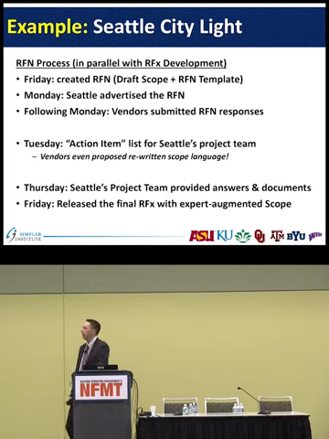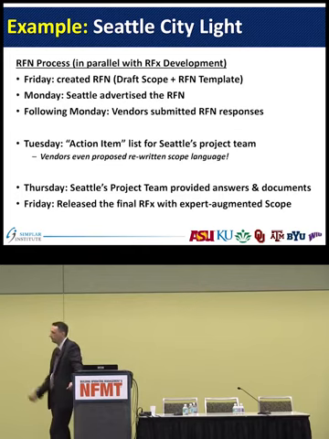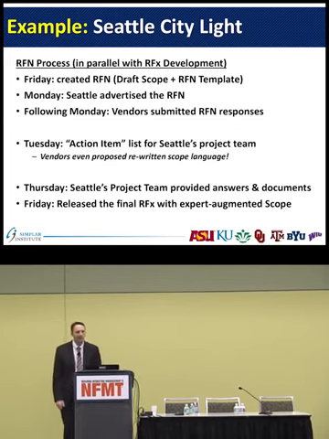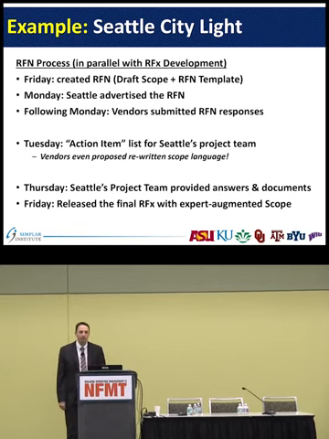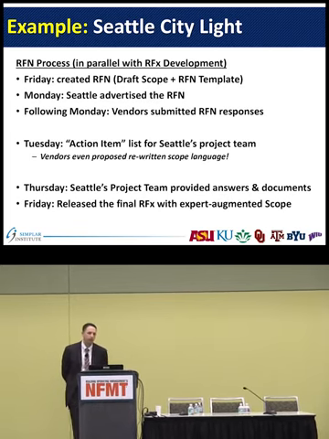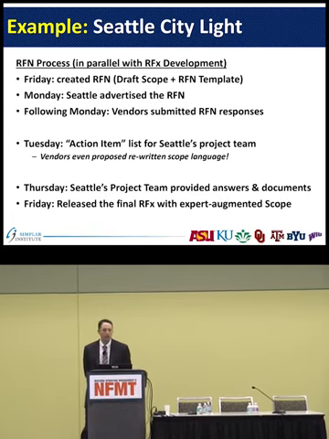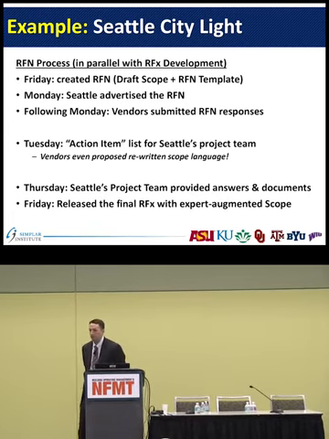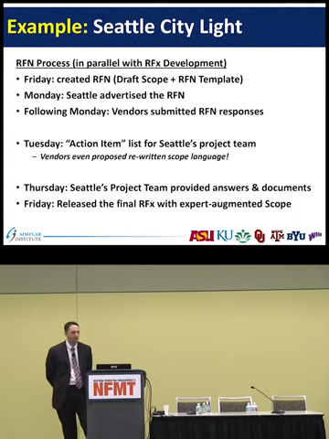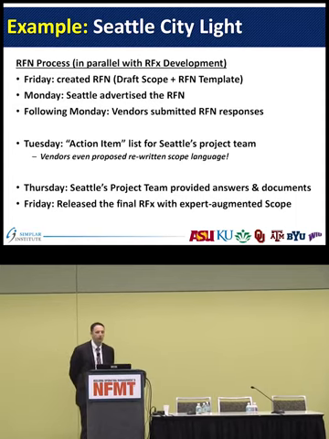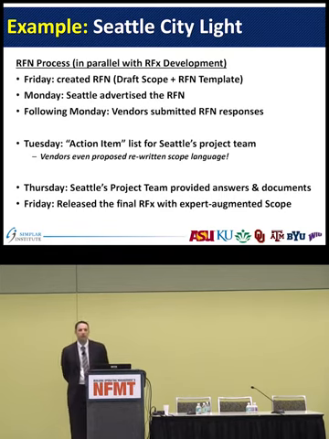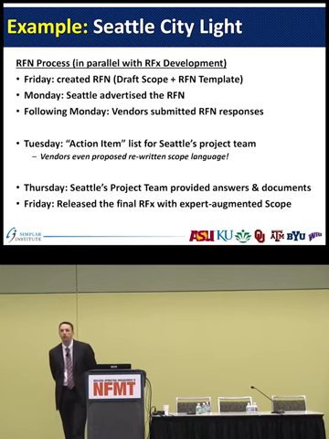So Seattle City Light, this is in Seattle, obviously. Here's what they did. On Friday, they issued their RFN. They created the RFN document, which is their scope and the template. On Monday, they advertised the RFN, so over the weekend, 2 days later. The following Monday, a week later, the vendors submitted their RFN response, so we're now at about a week here. On Tuesday, the team came up with action items that they wanted to do based on what the vendors said in response to their RFN.